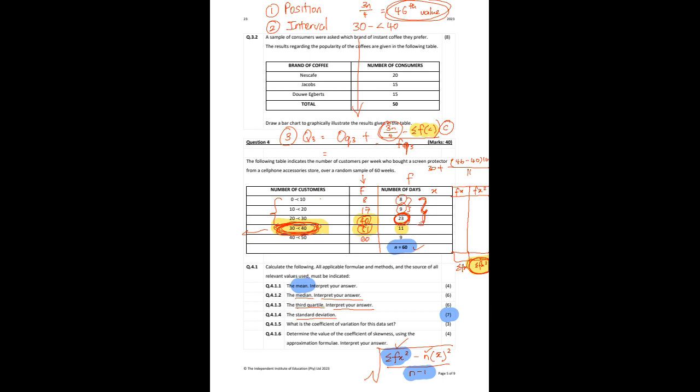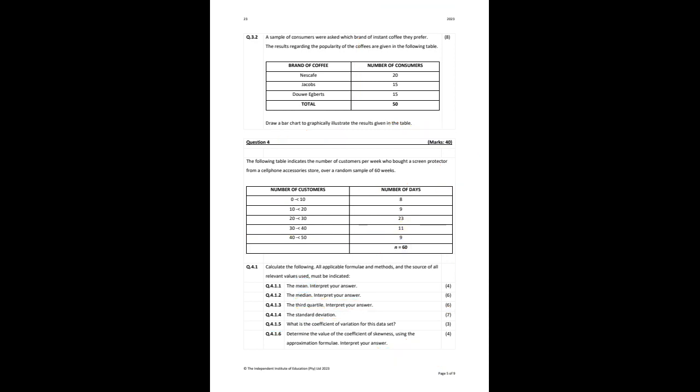The next question is your coefficient of variation. If you recall, we did this earlier in the previous section, your ungrouped data. It's calculated as your standard deviation over your mean.